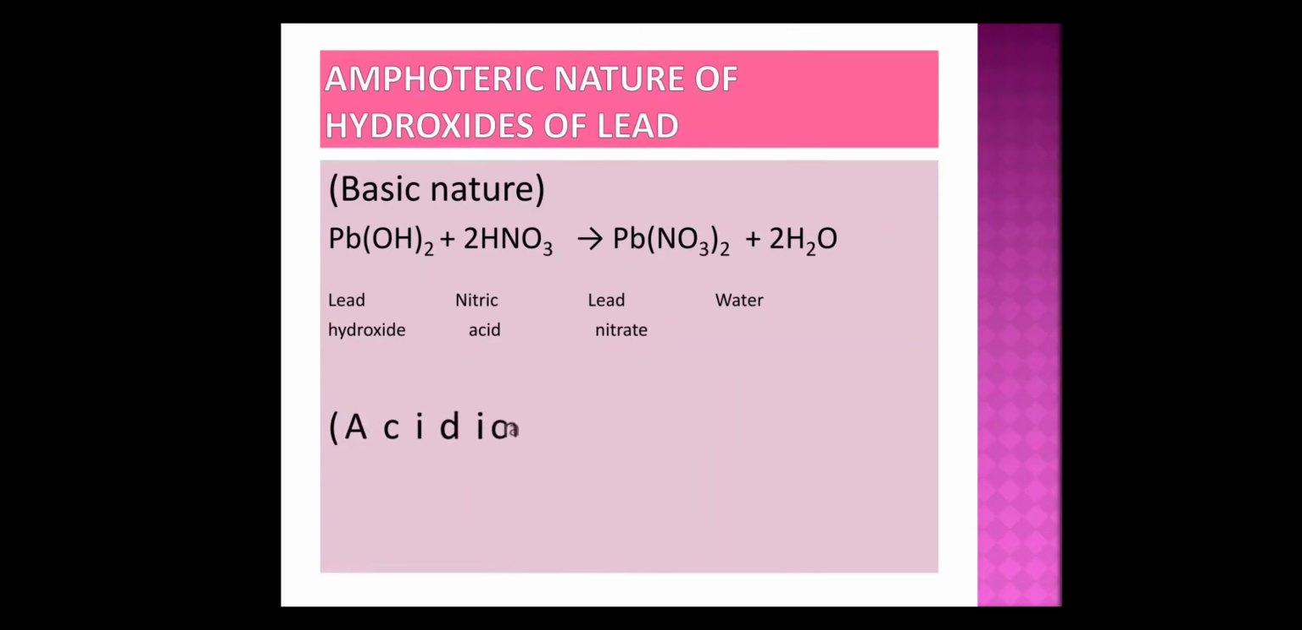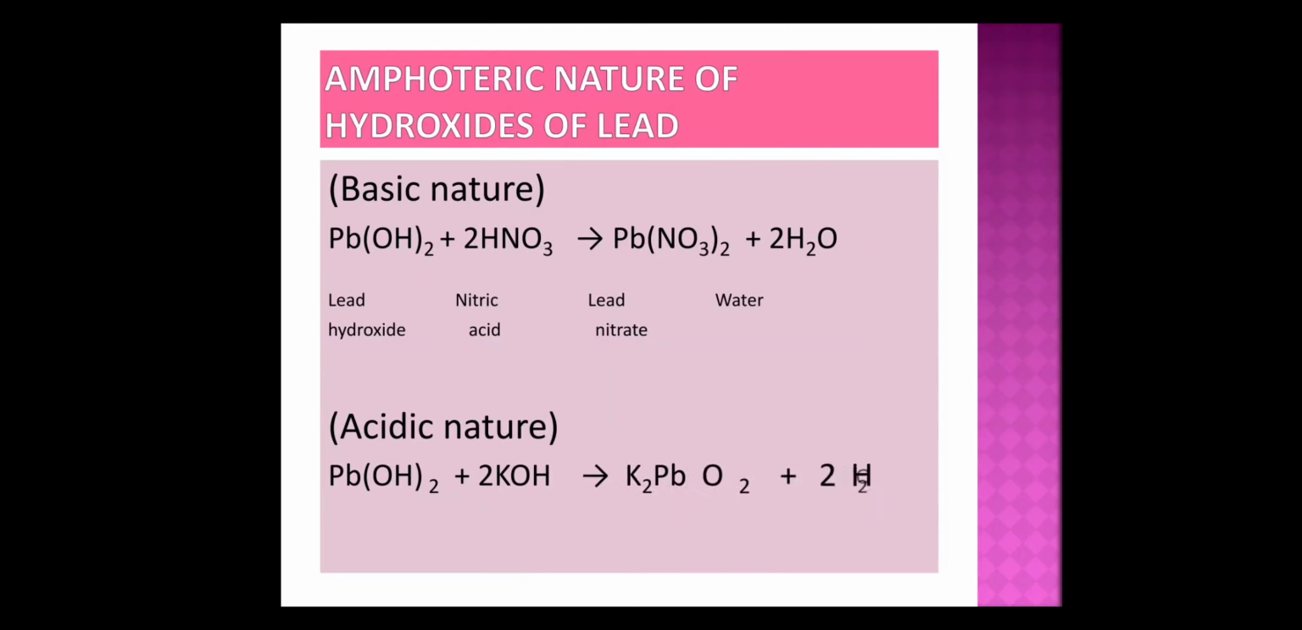Now let's see its acidic nature. Lead hydroxide reacts with potassium hydroxide to give us potassium plumbite and water. So here lead hydroxide is reacting with a base to give us salt and water. Hence it shows its acidic nature. So we can see the acidic nature of lead hydroxide here. So since it shows both basic and acidic nature, lead hydroxide is showing amphoteric nature.